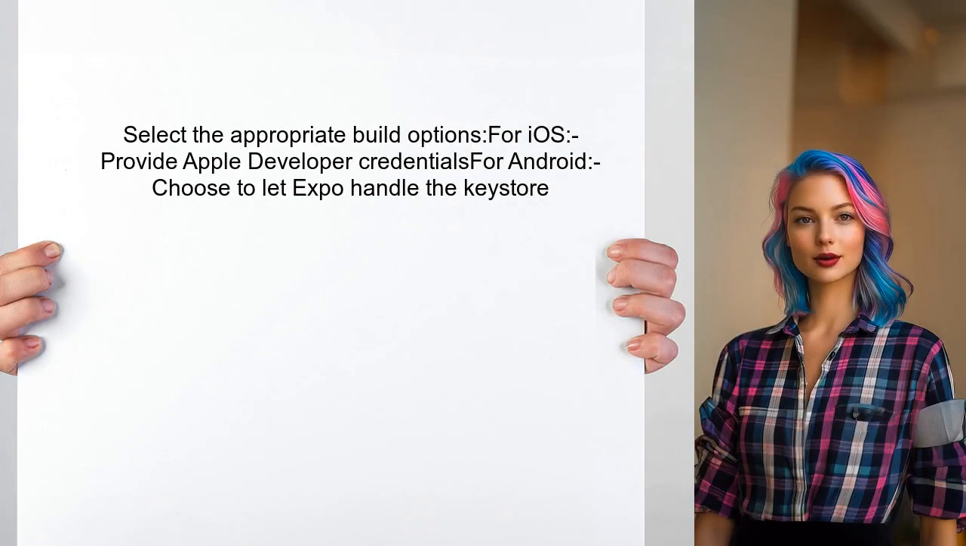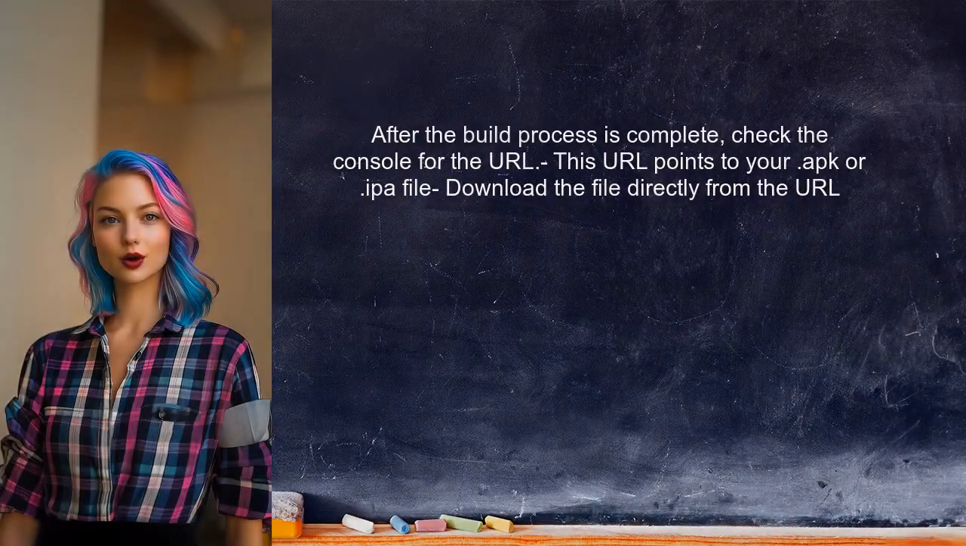Once logged in, the user will need to select the appropriate build options. For iOS, they may need to provide their Apple developer credentials, while for Android, they can choose to let Expo handle the keystore. After the build process is complete, the user will receive a URL in the console.